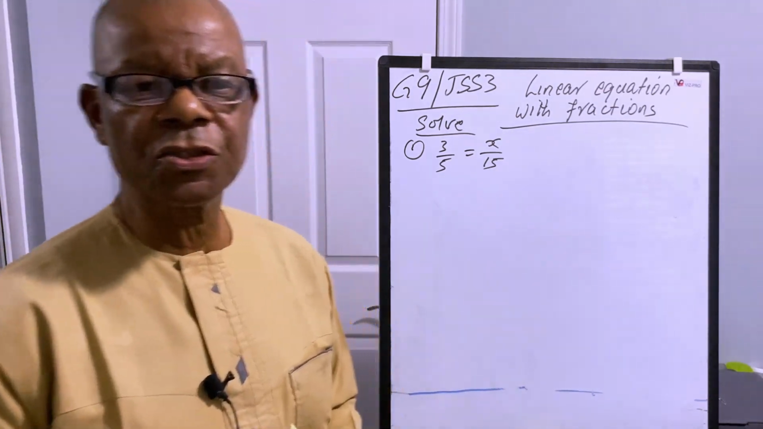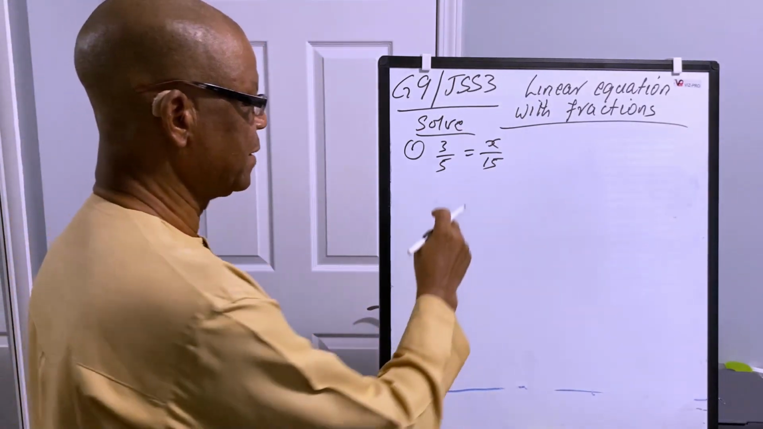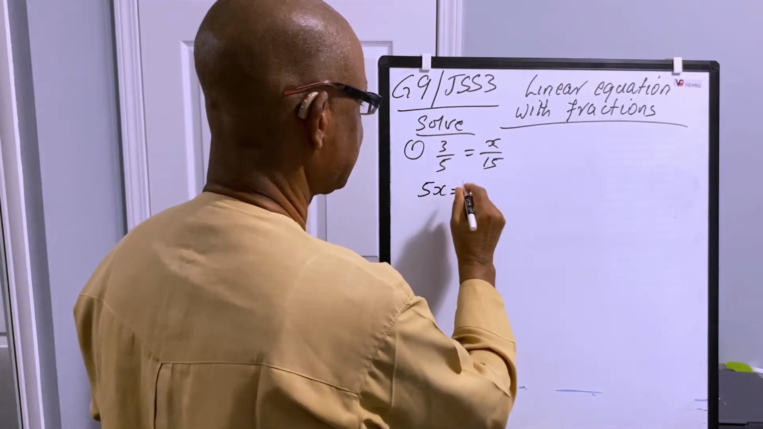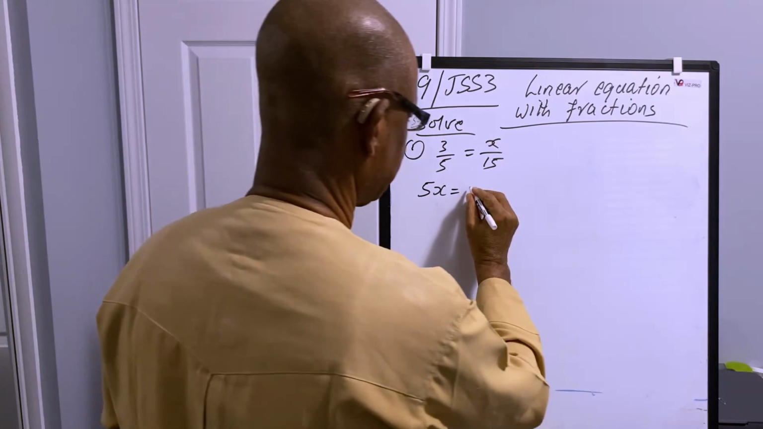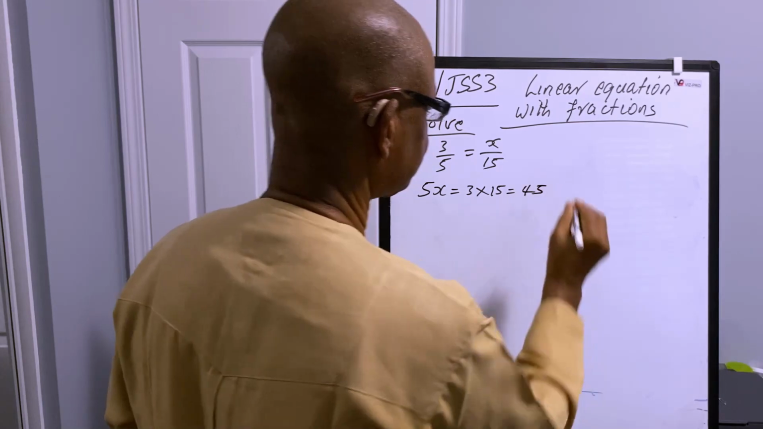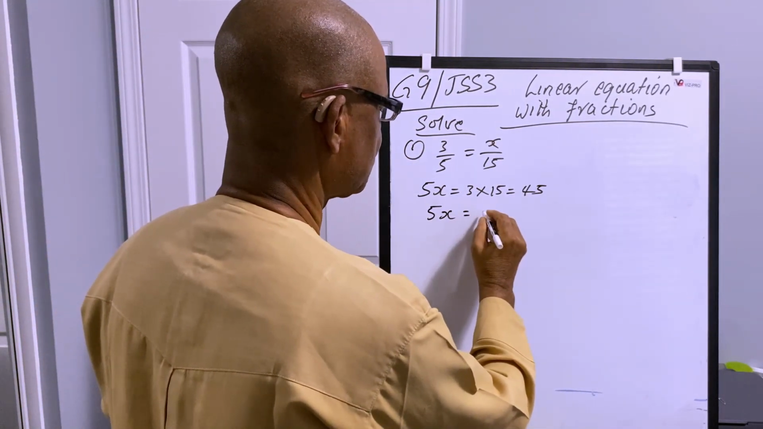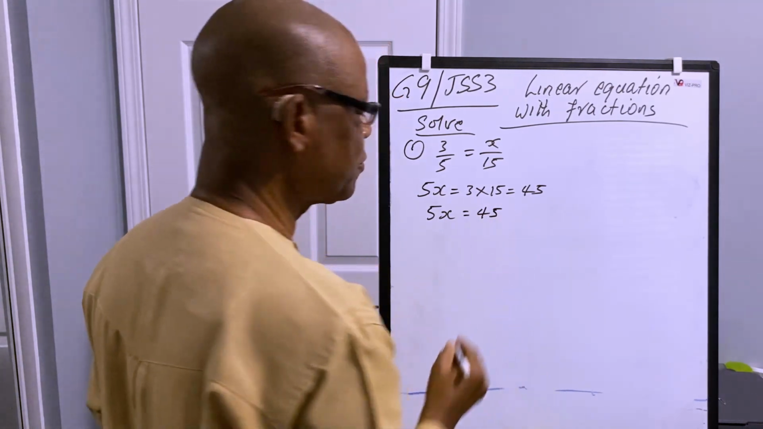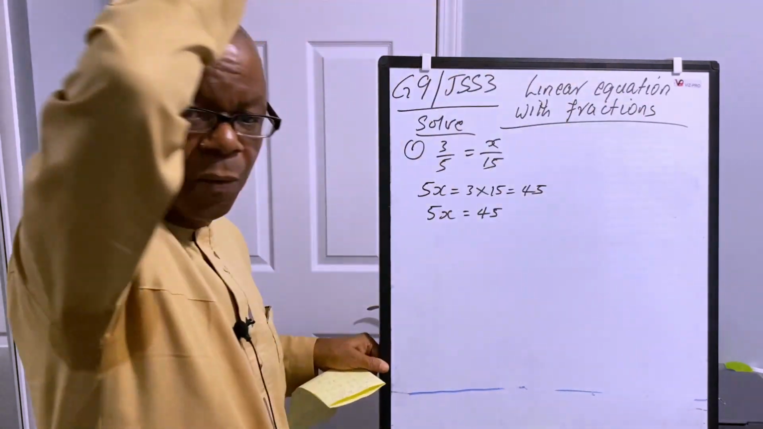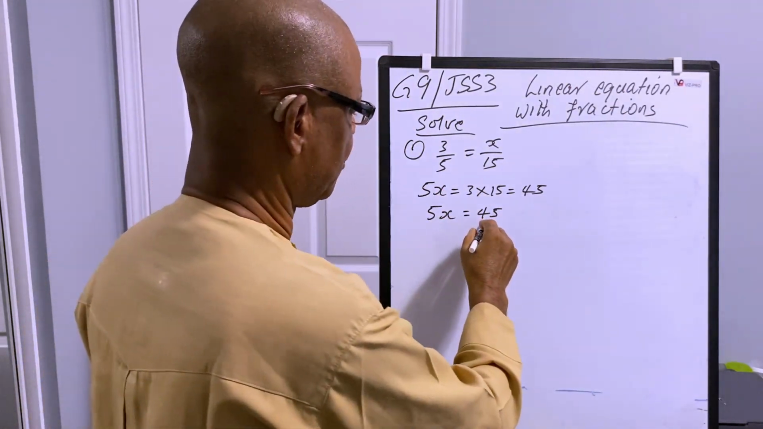So what we do is we cross multiply. What do I mean by that? We have 5 times x will give us 5x. And that is equal to 3 times 15. 3 times 15, you know that this will give us 45. So we now have 5x equals 45. I hope you know how I got 45. 3 times 5 is 15, right? 5 and carry 1. 3 times 1 is 3, plus the 1 we carried, that is 4.